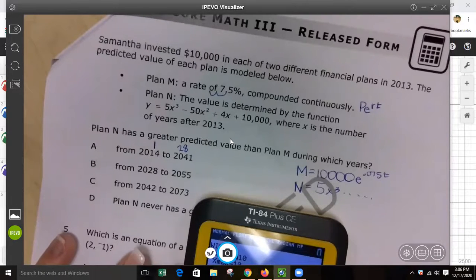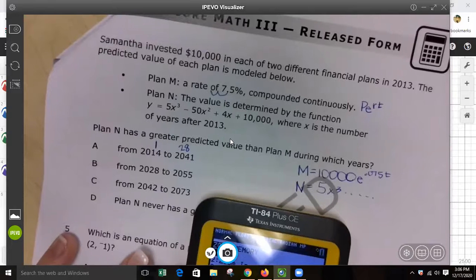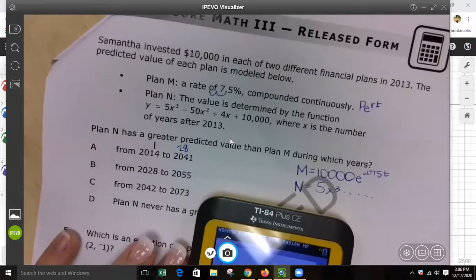I'm going to change my window on X from 1 to 28. Let's see what happens. I think it's going to change it again. I'm going to fit it and then I'm going to try again. All right, the blue one is M.